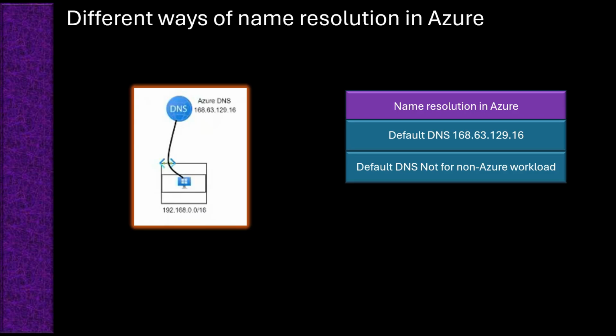Let's unpack several patterns around name resolution in Azure. There are 4 distinct patterns. Let's quickly touch upon them with an example.